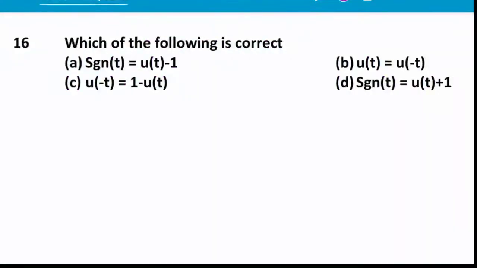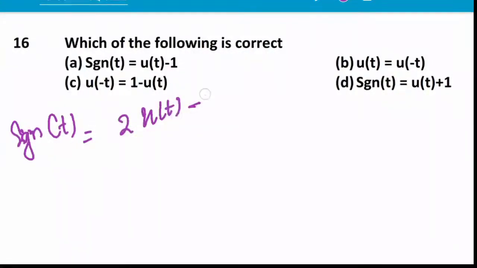Next question: which of the following is correct? Option A, SGN, that is the signum function, is equal to u(t) minus 1. Option B, u(t) is equal to u(minus t). Option C, u(minus t) is equal to 1 minus u(t). Option D, signum of t is equal to u(t) plus 1. So what is the signum function I want to define? The signum function of t is equal to 2u(t) minus 1.